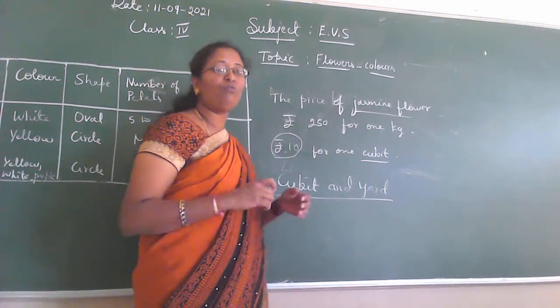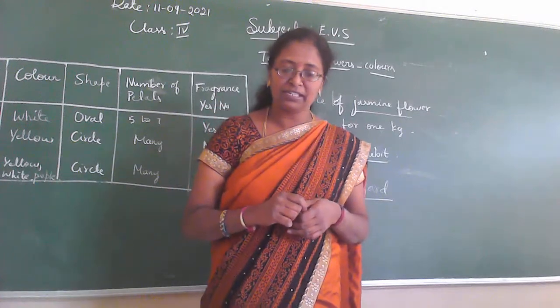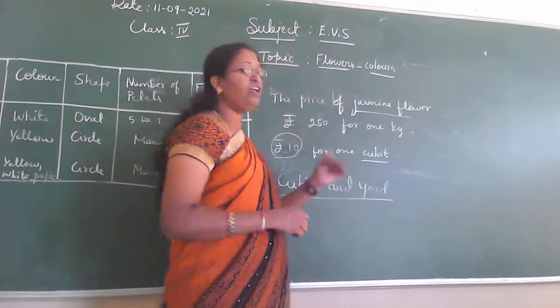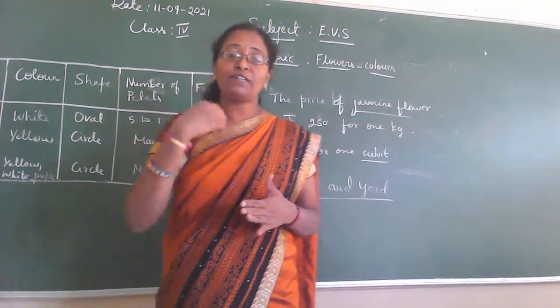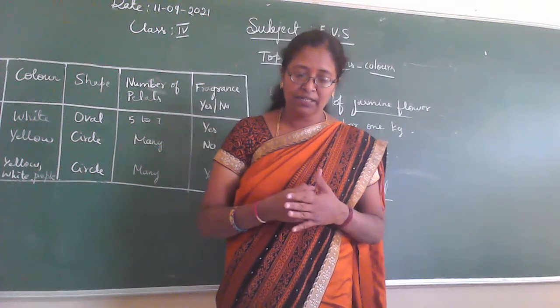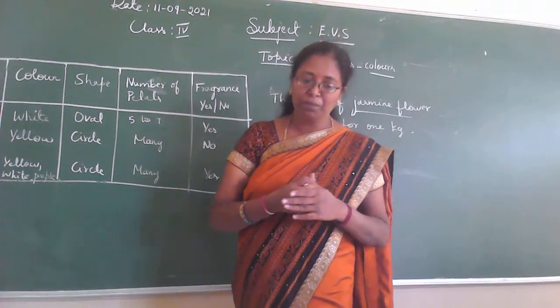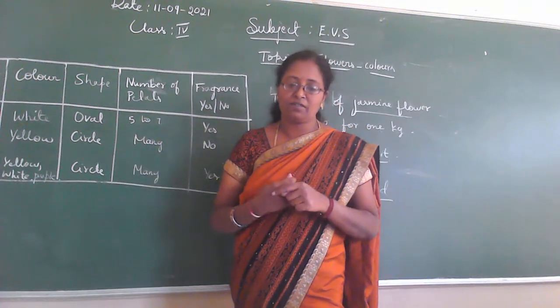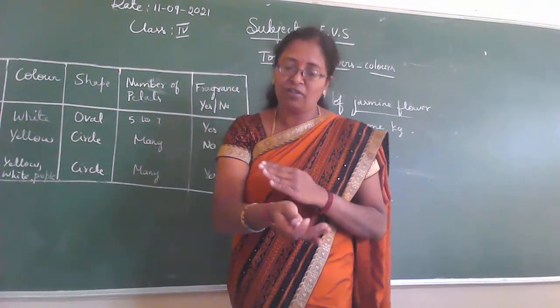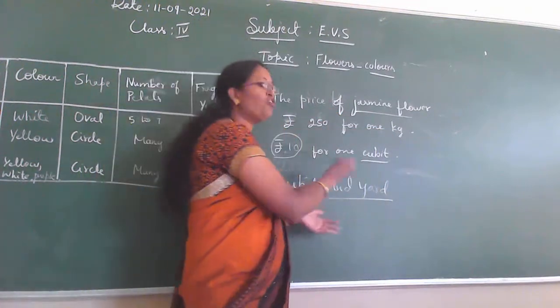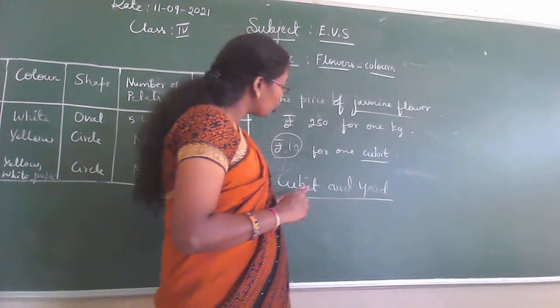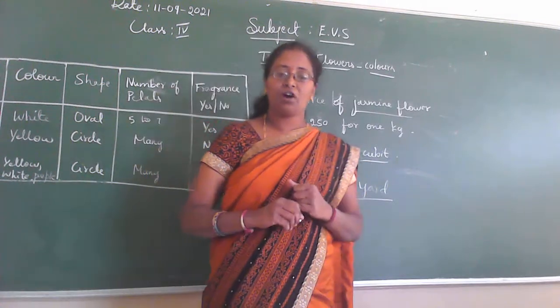These are all informal measurements. What are they? They are informal measurements, especially used by flower sellers and flower buyers. People who string the flowers, people who sell the flowers, people who buy the flowers, they use these informal measurements. They are called cubit, length and yard.